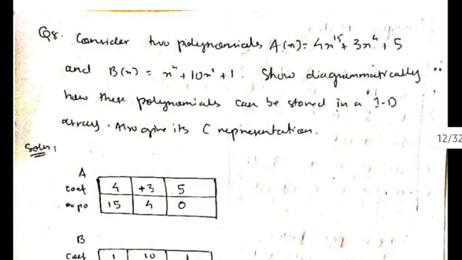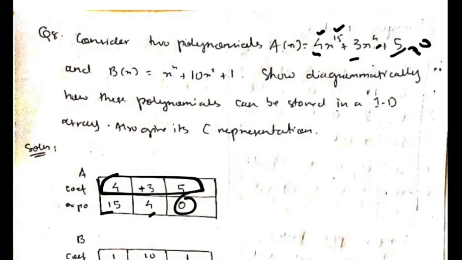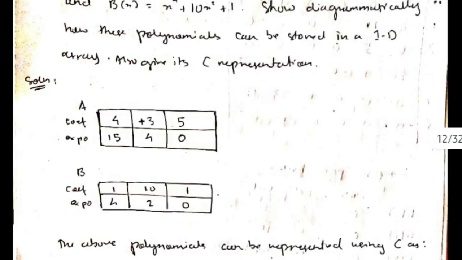So in this, what's the coefficient? 4 is the coefficient, then 3 and 5. So that will be stored in the top row. In the bottom row, what exponent does 4 have? 15 will be stored, and 3 is having 4. So below 3, 4 will be stored, and 5 is times x power 0. Okay, so 0 will be stored here. Like that, similarly for B also you have to show.